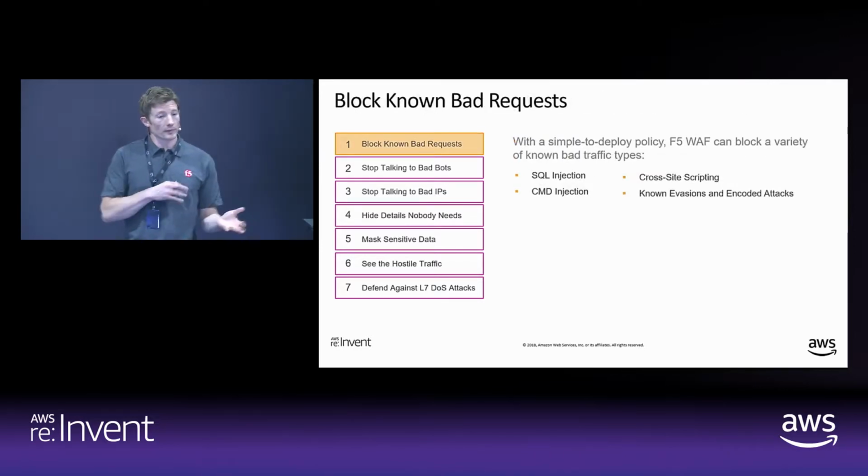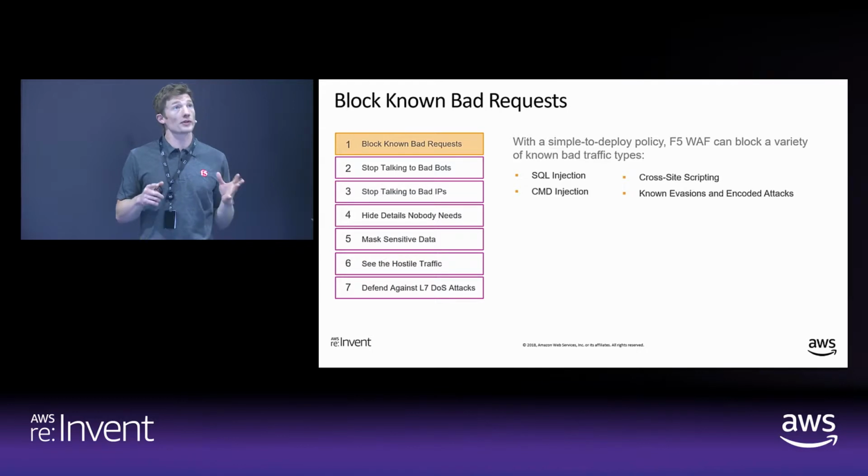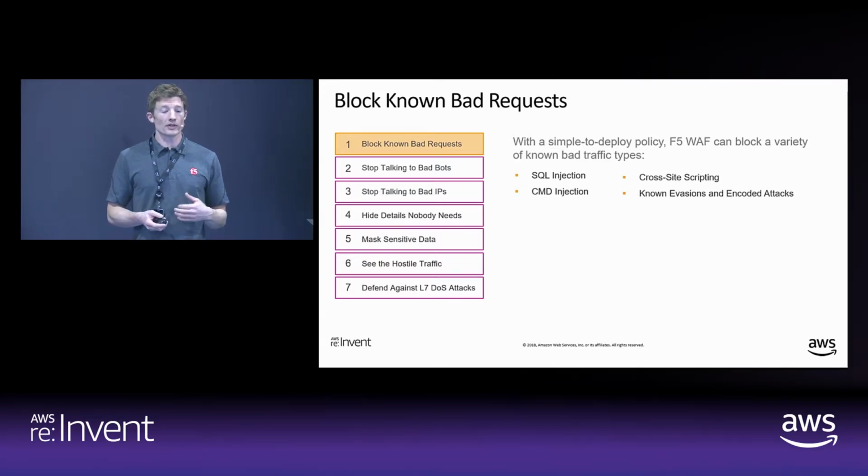So how do we do this from a technical perspective? Well, first we start blocking known bad requests. We know we get a whole bunch of unwanted automation, everything from SQL injection attacks, command injection, cross-site scripting, known evasions and encoding attacks. This is all stuff that we have to deal with. WAF can take care of that pretty simply and easily.